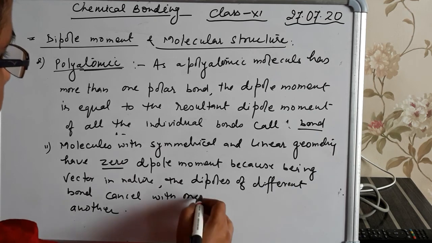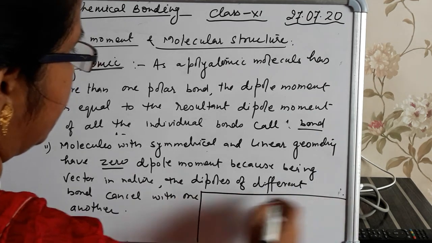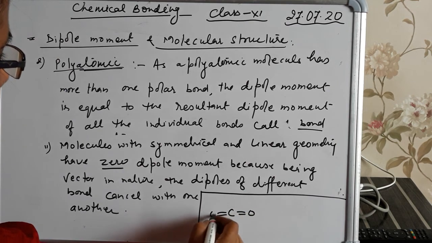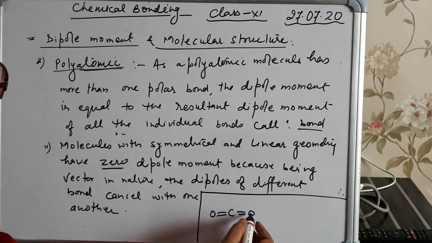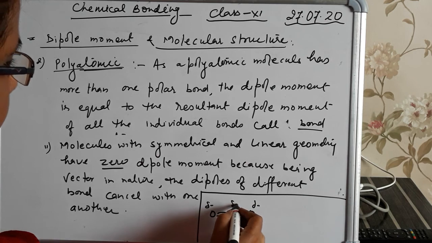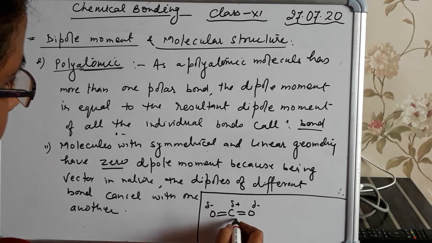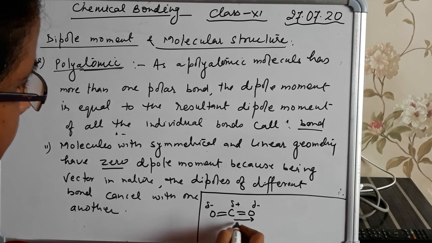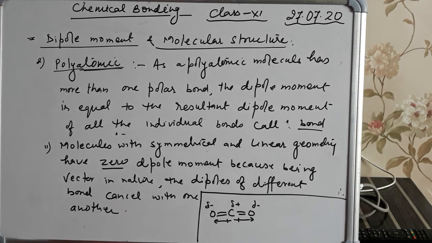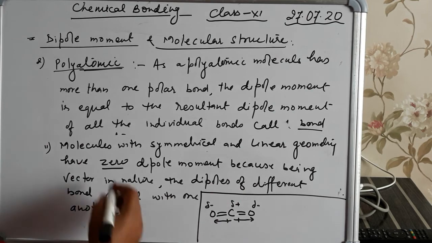For example, we have carbon dioxide. Oxygen is more electronegative than carbon. Obviously, it carries a negative charge and carbon carries a positive charge, and the arrows point towards the more electronegative atom. So their dipoles are equal and opposite and cancel out each other. So the net dipole moment becomes 0.